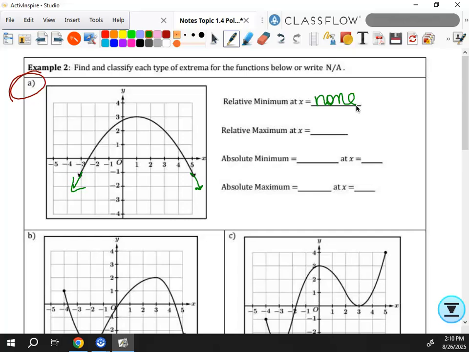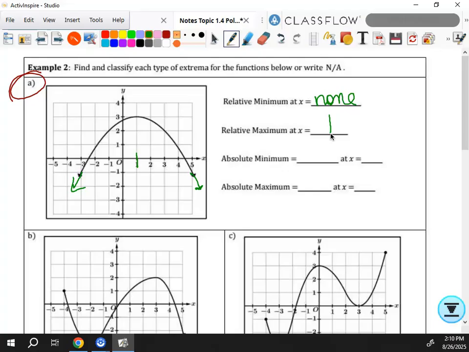Next, Angela. What do you think about a relative maximum? Where's Angela? Ah, gotcha. What do you think? At 1? Y'all agree with that? Relative maximum at 1? Yes? All right. Good job. All right.